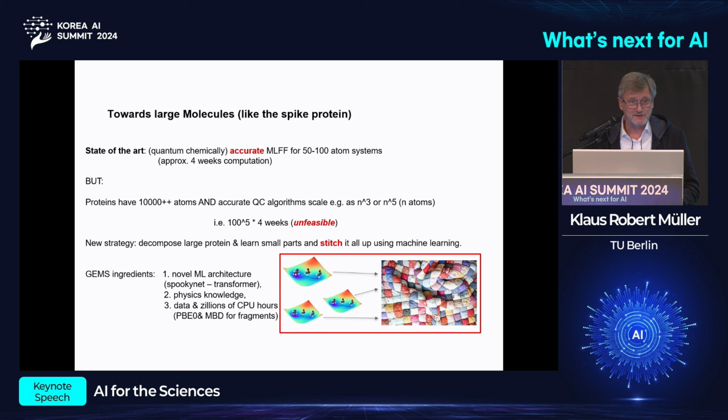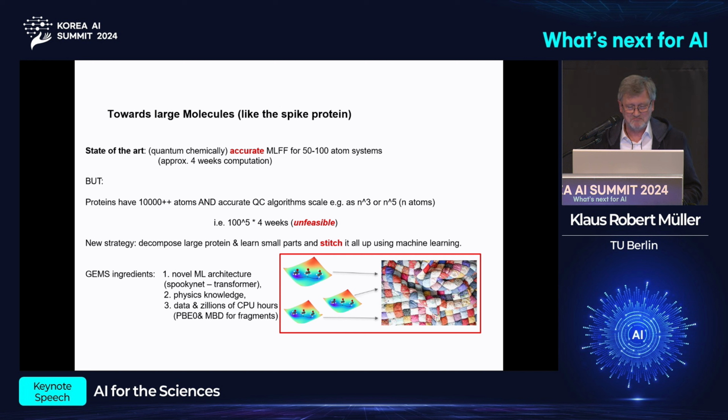Now, assume that we want to do this for a larger molecule, say a protein. So something with, say, 10,000 atoms. Then the quantum algorithms with which we can compute quantum properties like DFT scale like n to the 3 or n to the 5. Which means that for a 10,000 atom system, we would have to do 10 to the 5 times 4 weeks of compute, which is basically the age of the universe, whether it's expanding or not, right? So the question is then, can we somehow deal with this?